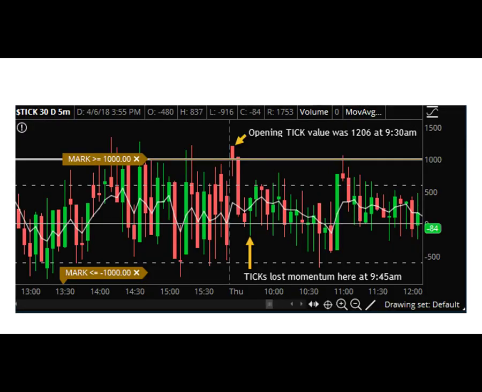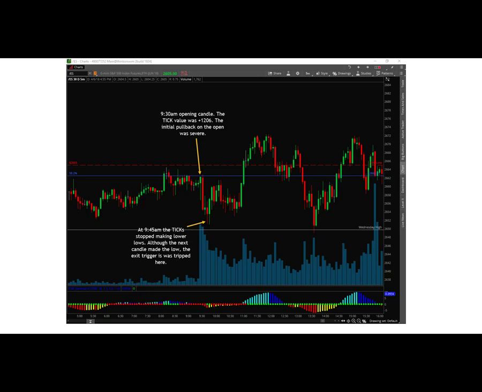Here is a bearish. We opened the day here with a plus 1206 reading at 9:30 a.m. The ticks didn't stop making lower numbers until here, which was 9:45, right there. So let's take a look at the chart that is next, and we will see what that all entailed.